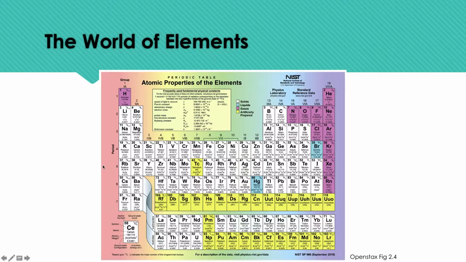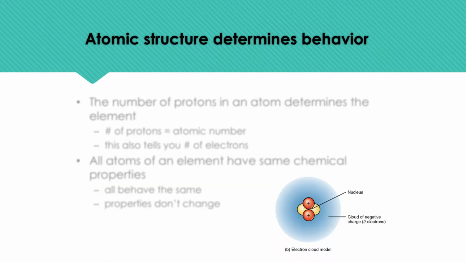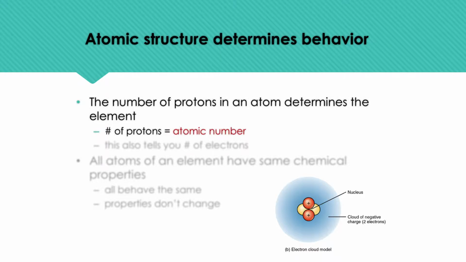So you may or may not have seen some form of this diagram, and that's the periodic table of elements. These are all the elements that have so far been characterized. So the structure of an atom determines how it behaves. As we just discussed, the number of protons is equivalent to the atomic number. However, this also tells you the number of electrons. For any element on the periodic table, the number of protons is equivalent to the number of electrons. The reason is any element on the periodic table has an overall charge of 0.